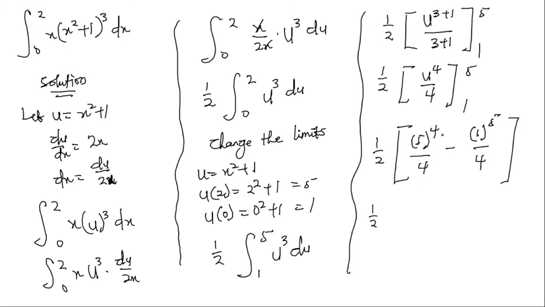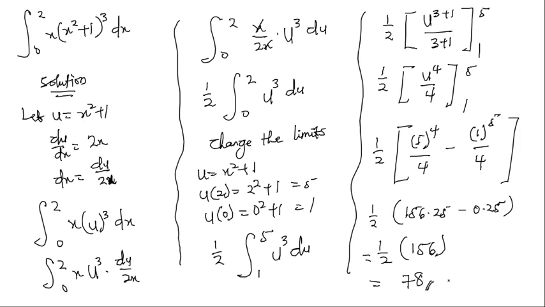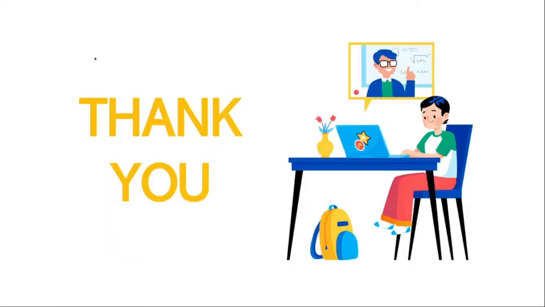Okay, so I have half. If I compute this in the calculator, I'm going to get 156.25, then minus this will give me 0.25. So that becomes half of 156, and this is equal to 78. So this is the answer we are expected to obtain if we integrate the definite integral of this by the method of substitution.